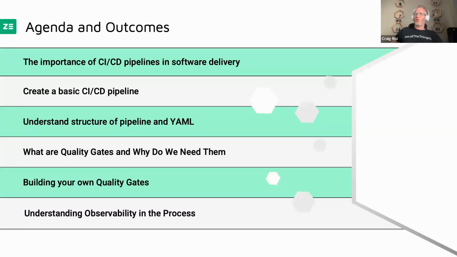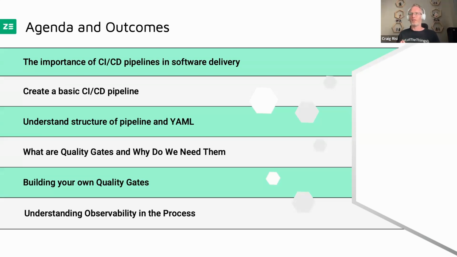What we're going to get at today is, I want to start off talking about the importance of CI/CD pipelines in software delivery. Very briefly, I'll talk a bit about how to create a basic CI/CD pipeline. I want to start by unpacking a bit about that complication. I understand that there might be people on this webinar who aren't very clued up in how CI/CD pipelines work, so I want to talk a bit about that so you can get a little more understanding of how they work. Maybe understand a bit about the structure of a pipeline and a YAML file and why that's important.